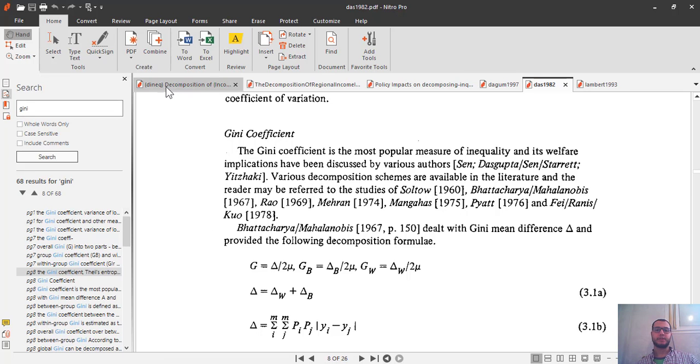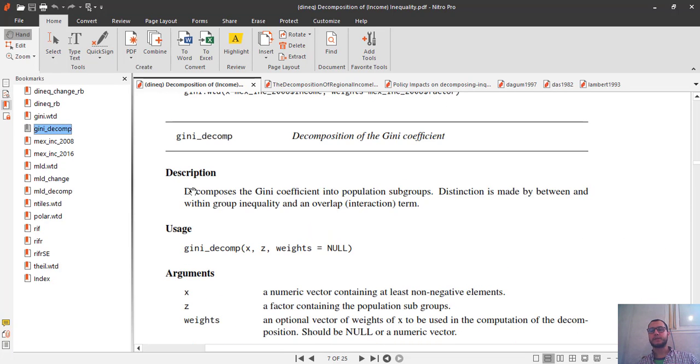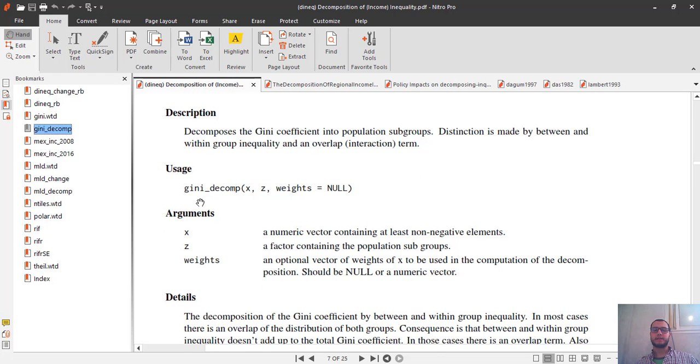As you see here, Gini Decomp decomposes the Gini coefficient into population subgroups, or subregions, or sub-territorial units. This function is made of between and within group inequality and an overlap interaction. This overlap interaction term is the residual term. So this is the function Gini Decomp.